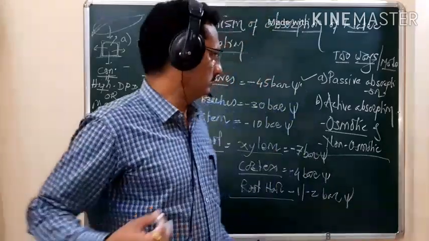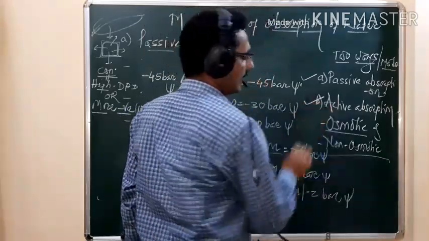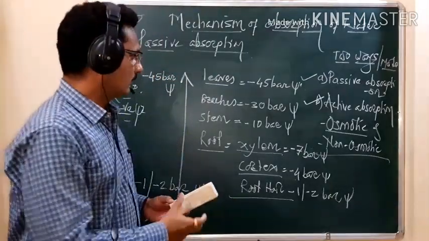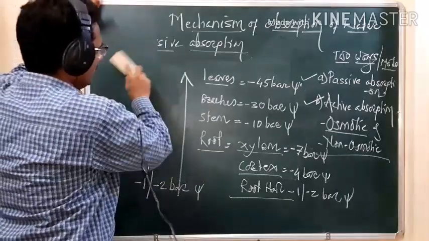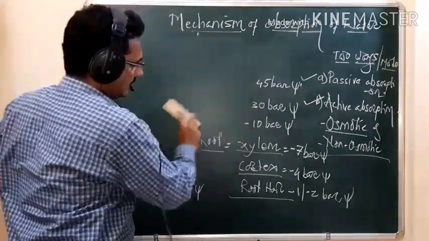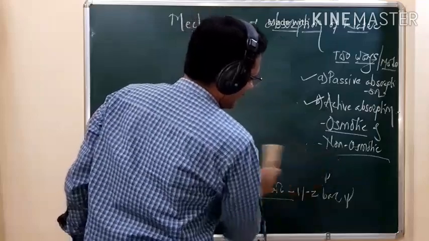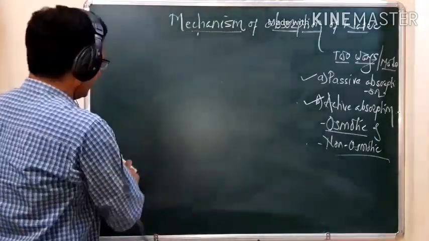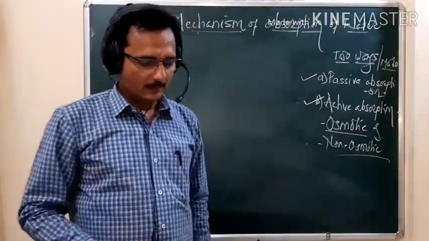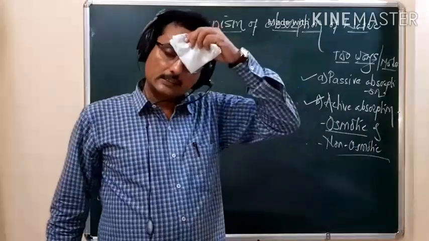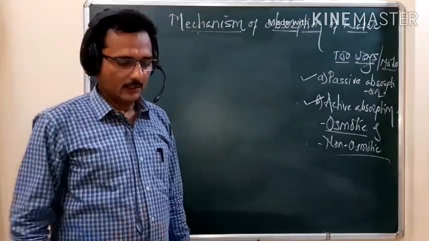Then we will see now the next type of water absorption. It is the active absorption. So see, what is meant by the active absorption? In this active absorption, student, what is required? There is a utilization of energy, or there is an expenditure of energy required. So remember, this expenditure of energy means this active absorption is seen during the night time.